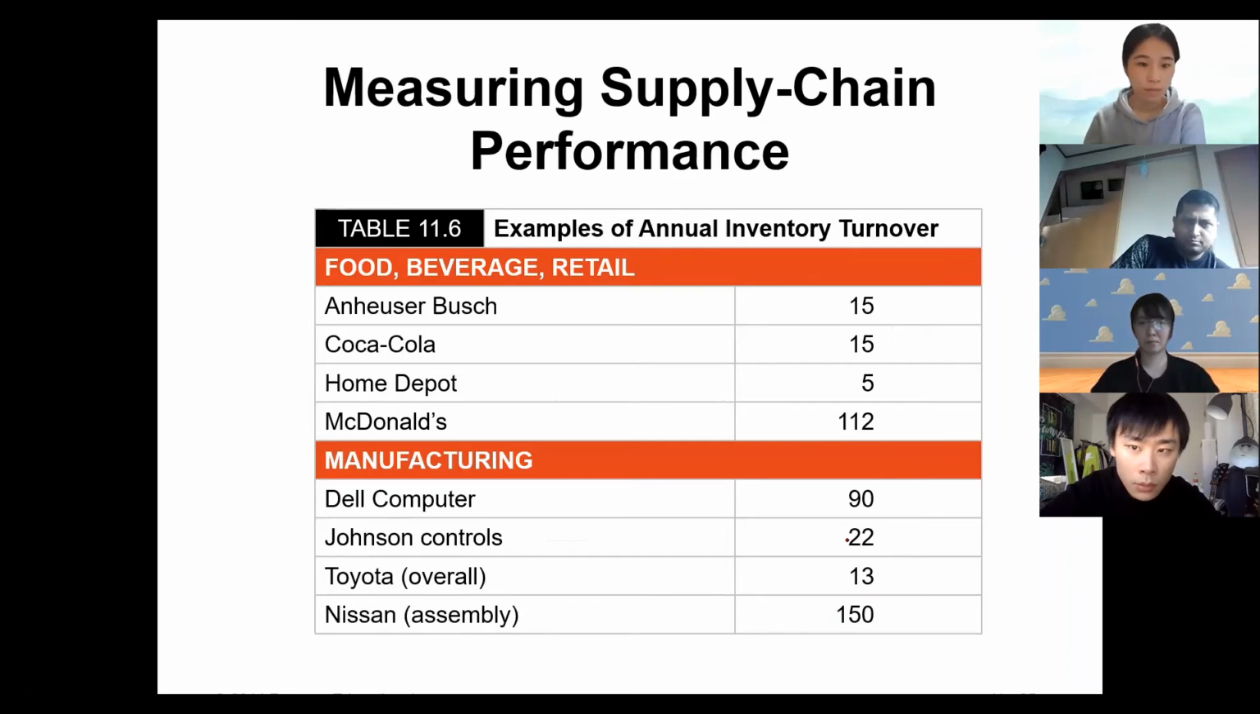So this is the average annual inventory turnover for different kinds of company. But it depends on the industry actually. You cannot compare the computer industry with automotive. So Toyota can be compared to Nissan, and so on.